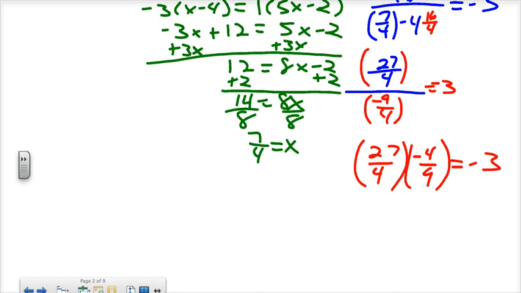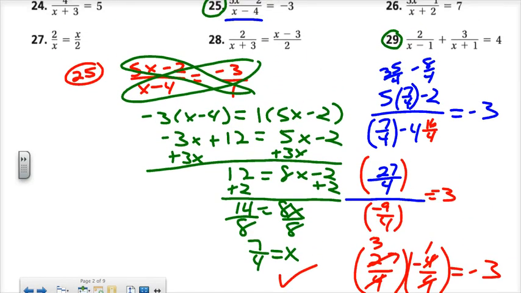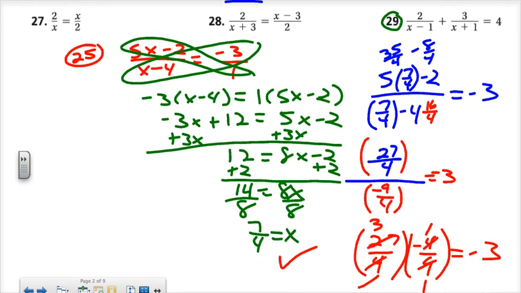Well, let's do some canceling. The 4's are gone. 9 goes into 27 3 times, -3. There it is. Checks out. It's golden. It works. So again, we need to check our answers. Always worried about extraneous solutions when you're dealing with fractions. Always need to check for that.